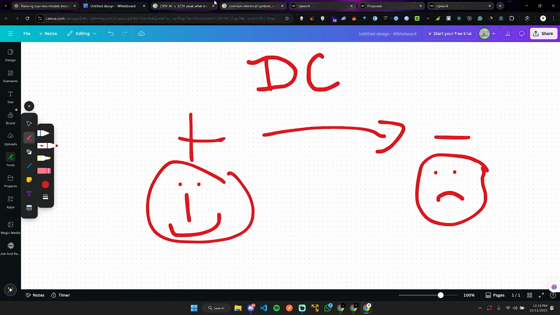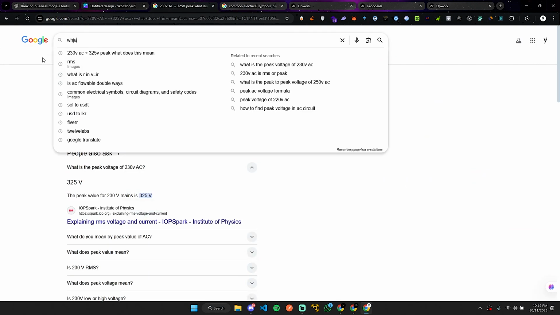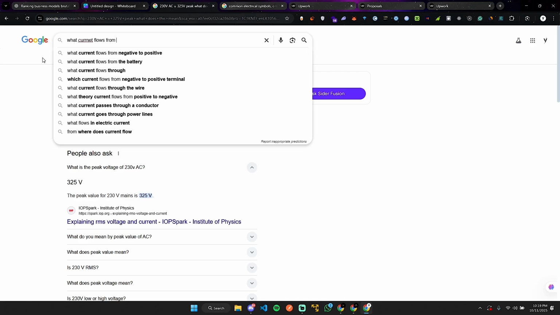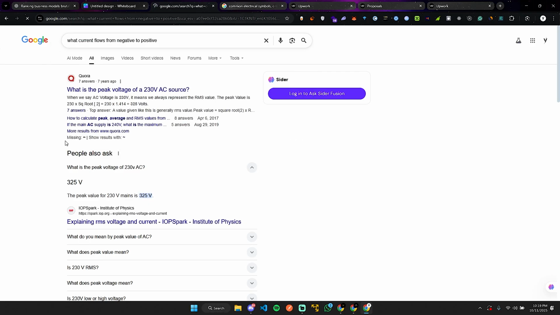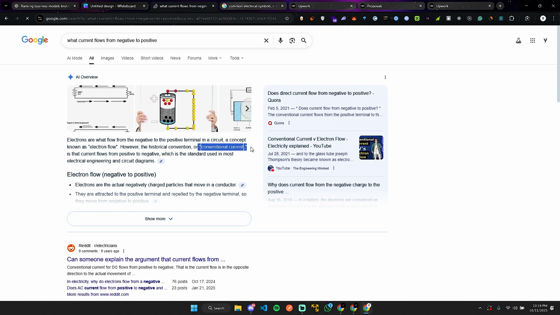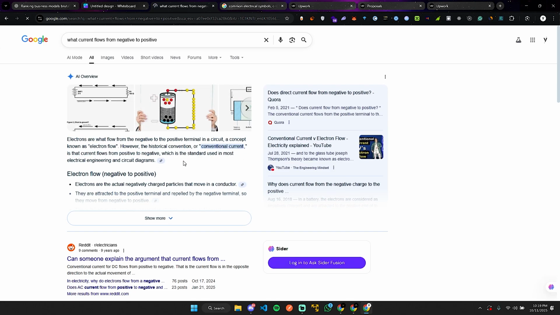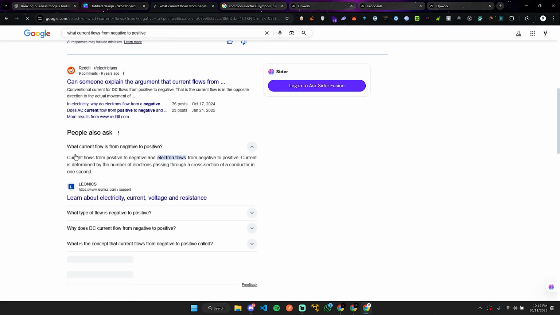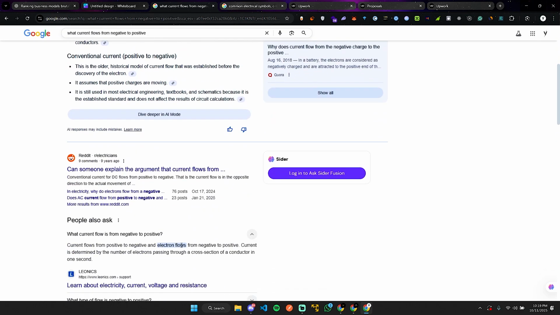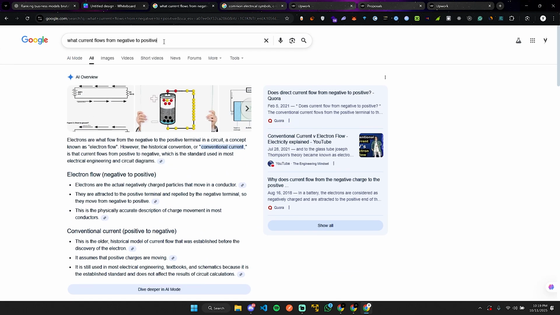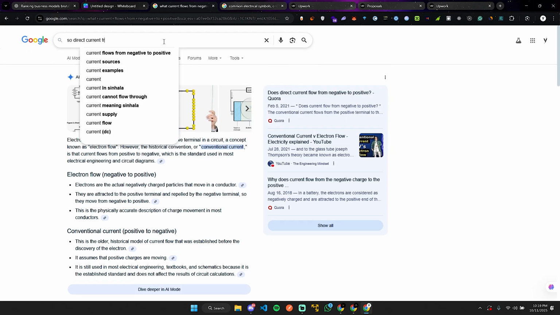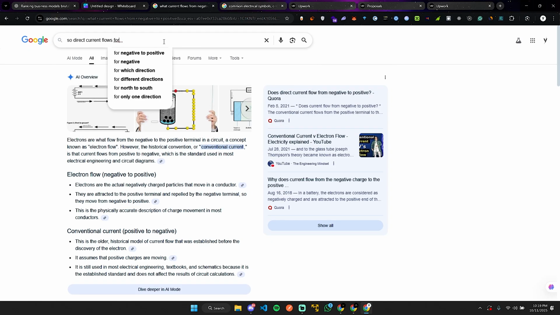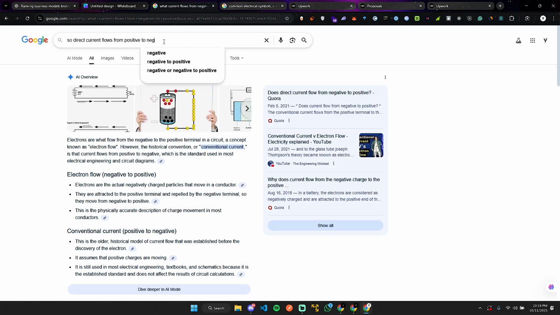If you all want to double check this, what current flows from negative to positive? Is there anything? Conventional current. Yeah, exactly, there's nothing that flows from negative to positive. But there is a whole physics aspect of it, I'm pretty sure. Electron flow. But it's positive to negative, exactly. Electron flow goes from negative to positive, while current direction is determined the other way. So direct current flows from positive to negative.